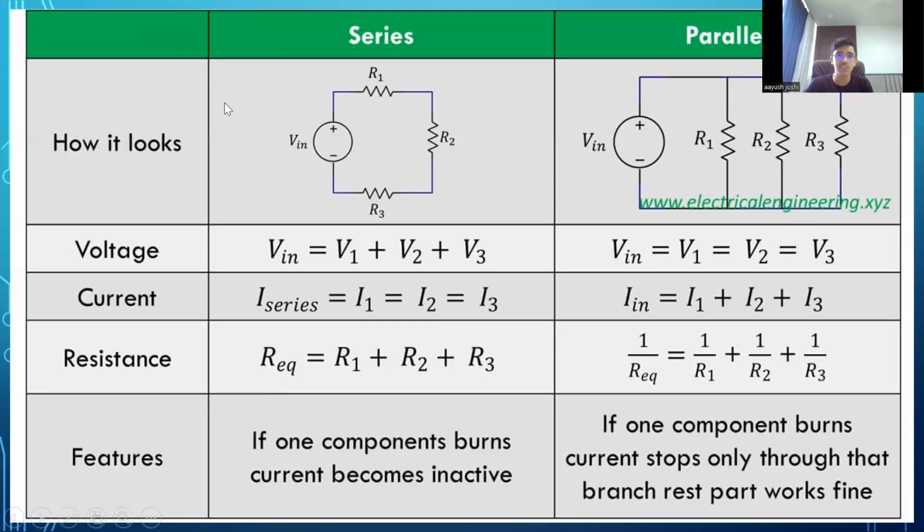So the feature of a series circuit is that if one component burns, the current becomes inactive, because if there's a break in this circuit, the current will stop flowing through. But an advantage of a parallel circuit over the series circuit is that even if this wire breaks down and R1 stops working, R2 and R3 can still continue going. So the current can still flow through these because the current splits up in a parallel circuit, but it stays the same in a series circuit.